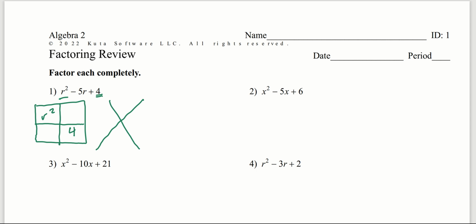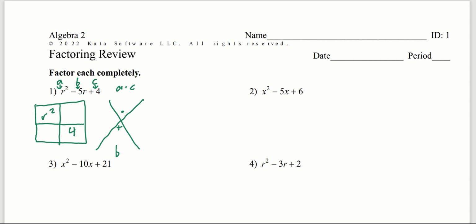The way the X method worked is we always put A times C on the top of the X, and that is what these two values we're trying to figure out are going to multiply to. Then we always put B on the bottom. That is what these two values are going to add to. As a reminder, a quadratic is in the form of ax squared plus bx plus c. So a is the number in front of r squared, b is the number in front of r, and c is the number at the end.